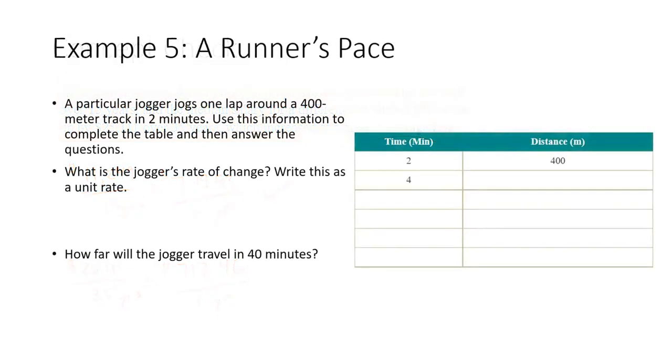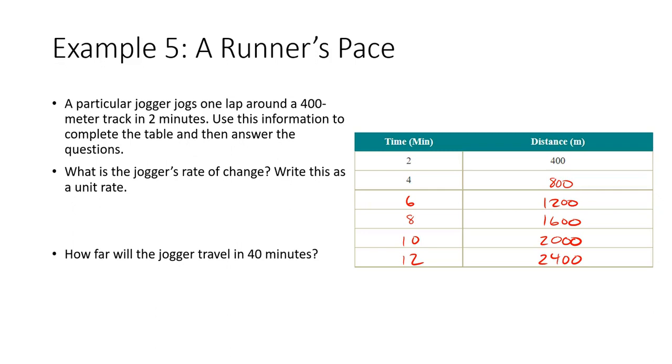We can also use rates to make predictions. So a particular jogger jogs 1 lap around a 400-meter track in 2 minutes. We're going to use this information to just complete this table. Every 2 minutes, he's going to go another 400 meters. So this would be 800. In 6 minutes would be 1,200. 8 minutes, 1,600. In 10 minutes, 2,000 meters. And in 12 minutes, 2,400 meters. We just add 400 each time.